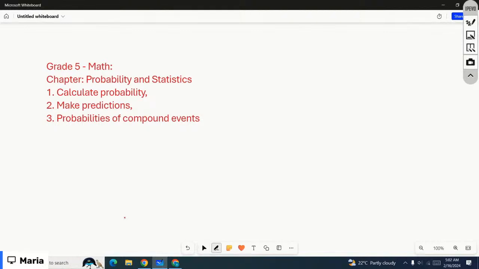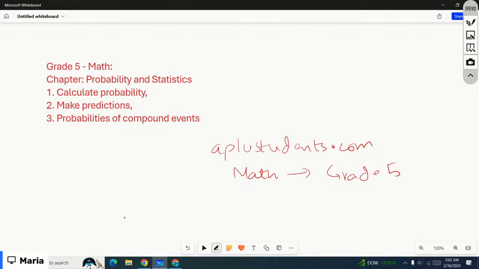You can find all the lessons on aplusstudents.com. You have to log in there using your email address and password as provided by the administrator. Then you have to select math from the subject tab, scroll down to grade 5, and then click on view all lessons. There you can find a list of the chapters.